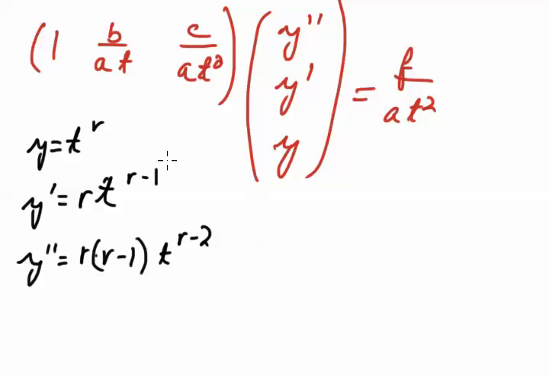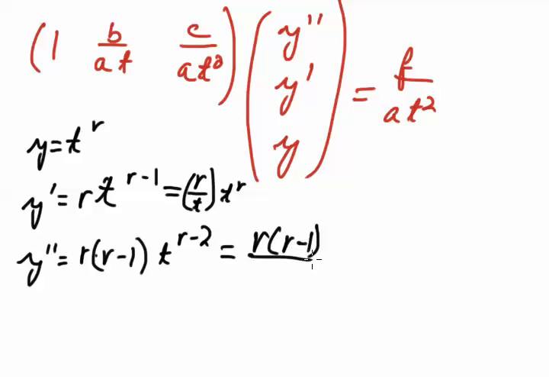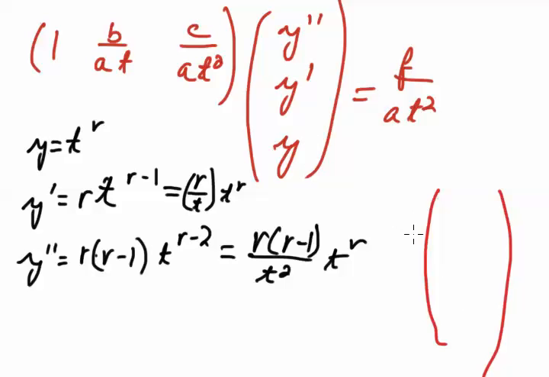Let's rewrite this so that the t to the r term stays rather than goes away, equals r times r minus 1 over t squared times t to the r. And then we can write this y, y prime, y double prime as t to the r, well, let me just bring that t to the r over here, since t to the r is a factor of all three of them.